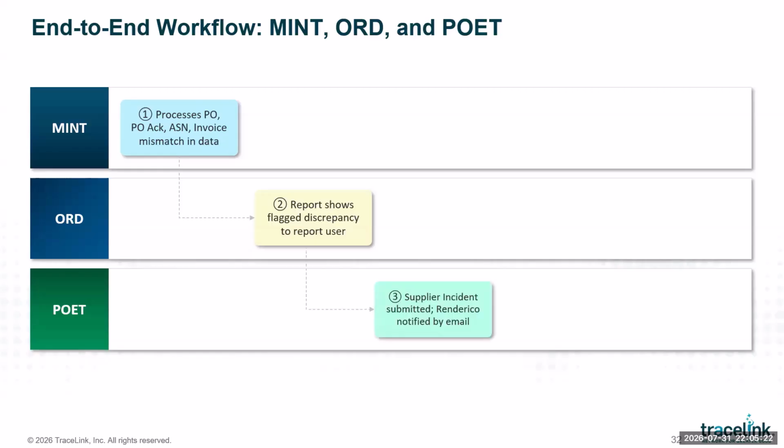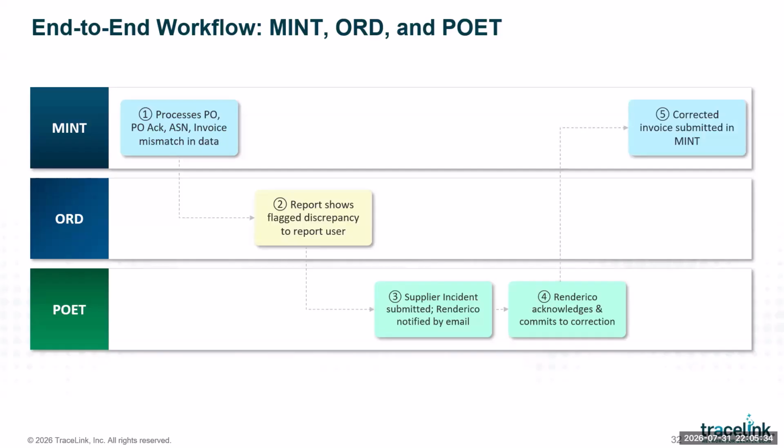Step 3, in Poet, a supplier incident is submitted and Renderico is notified by email. Step 4, still in Poet, Renderico acknowledges and commits to a correction. Step 5, back in Mint, the corrected invoice is submitted. Step 6, Medivonic approves the invoice, closes the incident, and the full audit trail is saved. That's the whole loop, and it all happens on one platform, Opus.